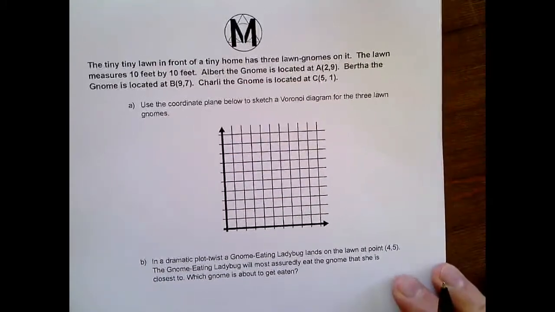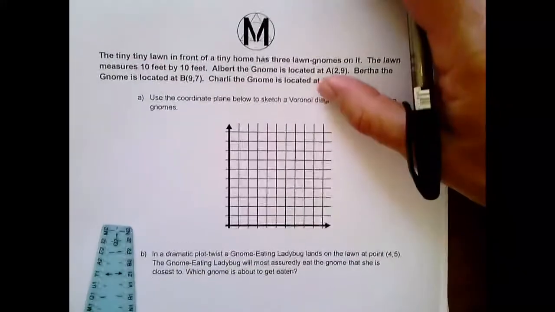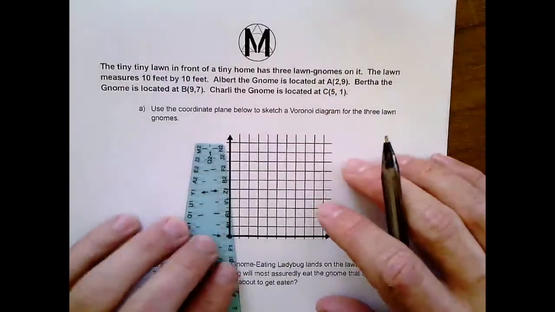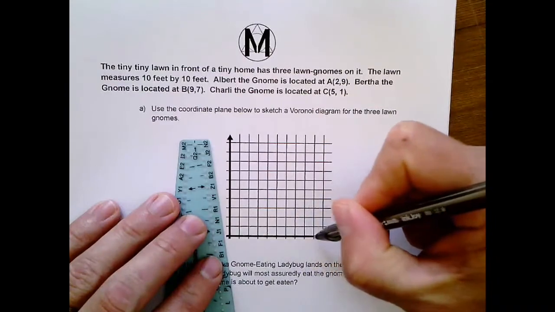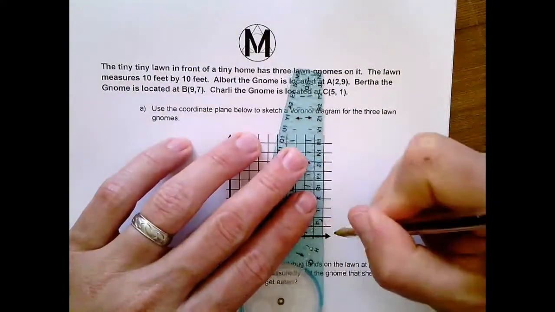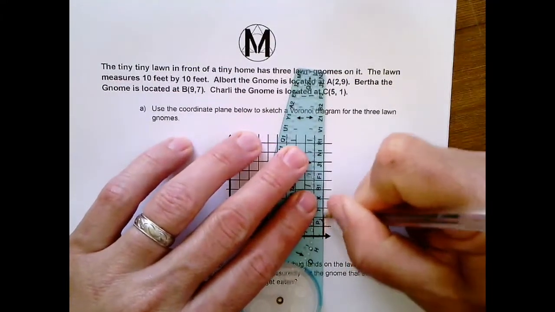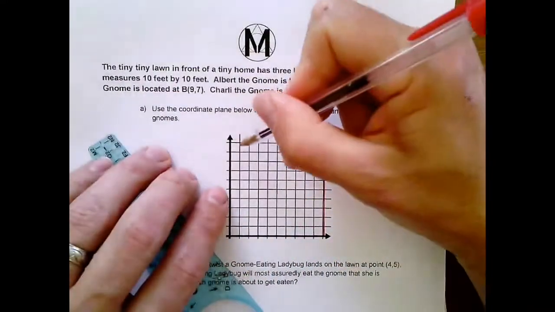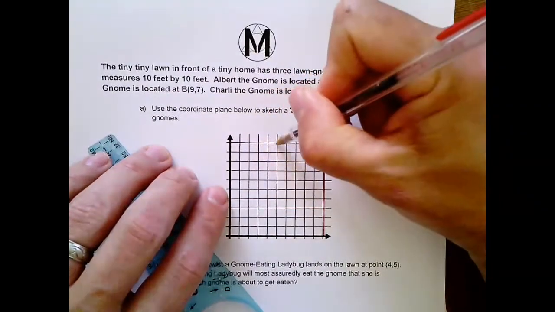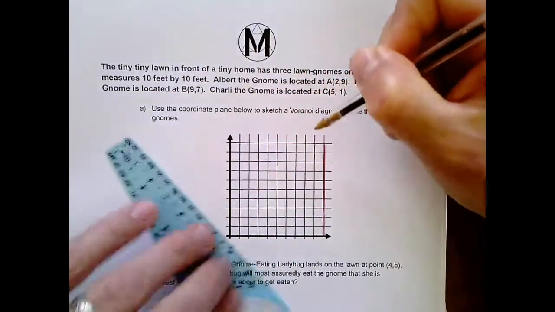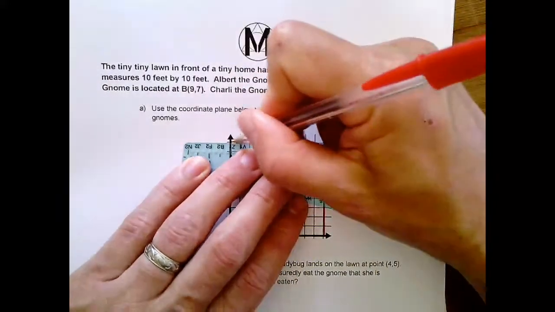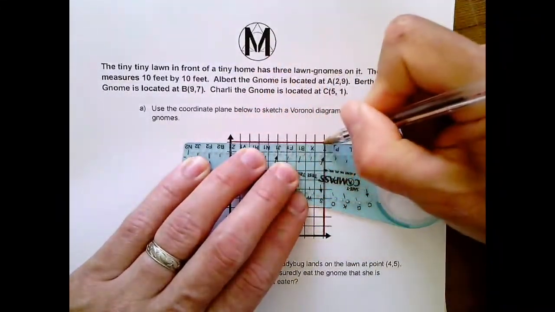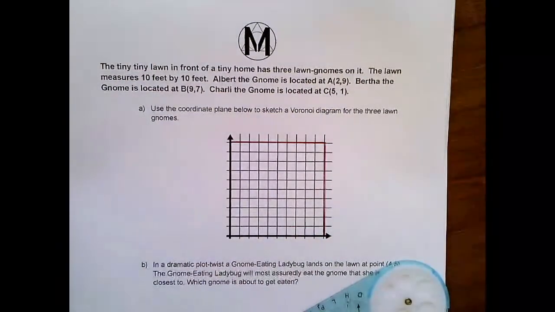So, first things first, it said my lawn is 10 by 10, so I'm going to mark off my lawn. So 1, 2, 3, 4, 5, 6, 7, 8, 9, 10. Let's do it in red so we can really see here. So the boundary of 10, and then 1, 2, 3, 4, 5, 6, 7, 8, 9, 10. Okay, so all I'm doing here is just marking off. They said my lawn is 10 by 10, so I'm just going to show my lawn. Like I say, this is a sketch trying to tell a story.